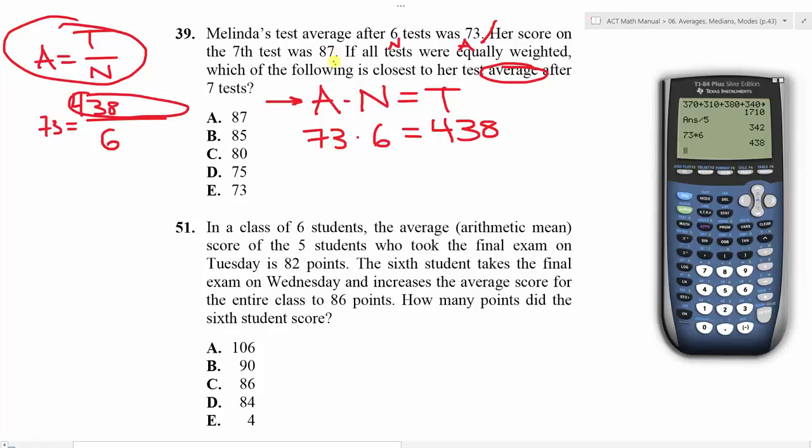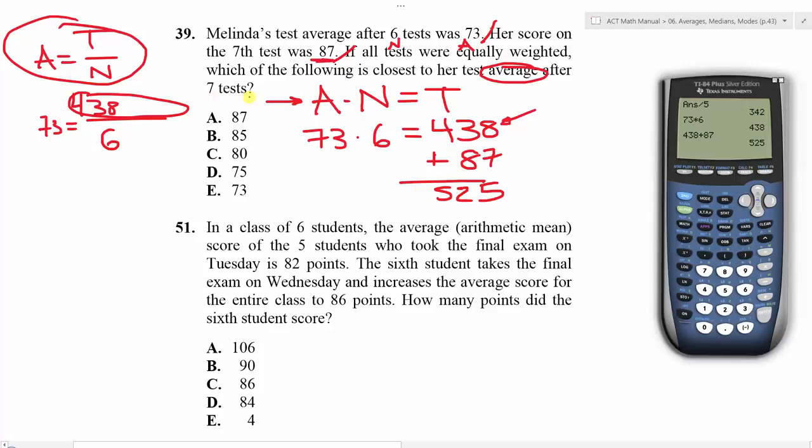Now, moving on to the next phrase, her score on the 7th test was 87. Well, remember, this is an actual test score. This is an actual number of points. It's not an average. So what I can do is add that 87 to her point total after the first 6 tests, and what I get is going to be 525. I'm going to check that in my calculator just to make sure. 438 plus 87, that's 88, not 87. That's going to be 525. Yes. So now my new total is 525.